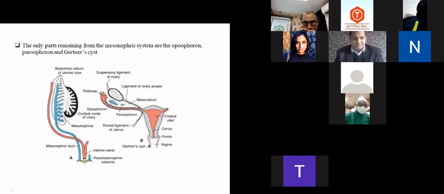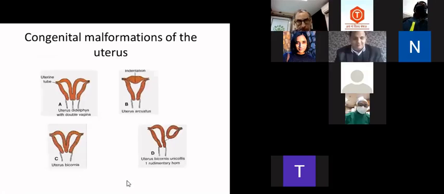The same diagram is being shown here. The cortical cords, degenerating medulla, mesonephric and paramesonephric duct, the mesonephric duct regressing, remaining structures from the mesonephric duct: epoophoron, paroophoron, and Gardner's cyst. And the uterus, the paramesonephric duct, the pink one, giving rise to the unfused cranial portions, giving rise to the uterine tube, and the fused caudal portions, giving rise to the uterus, cervix, and the upper part of the vagina.